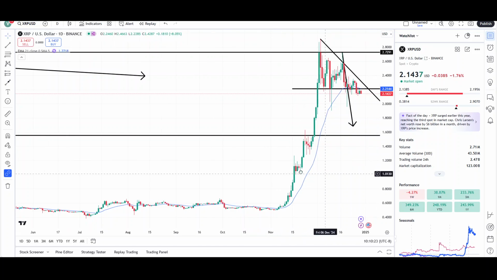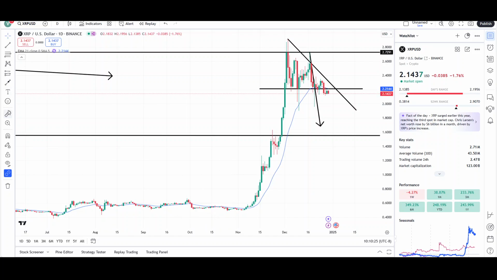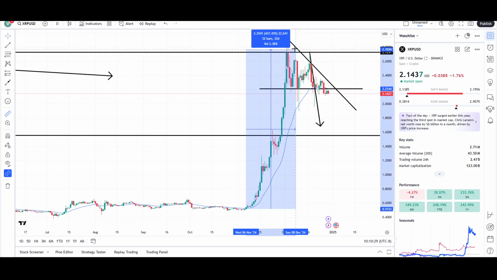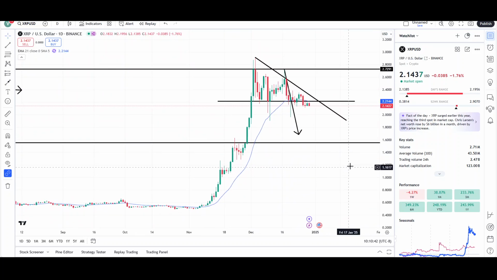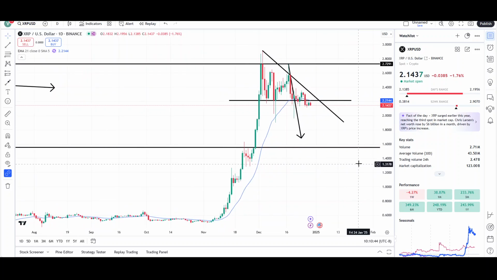So XRP had a massive run up from about early November up until about early December. So in 1 month, it went up about 450%. So a very substantial move up in a short amount of time. And since then, since early December, we have been correcting down. So XRP still looks bearish in the short term. And let's go over the technical reasons why.